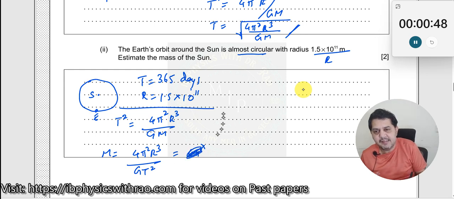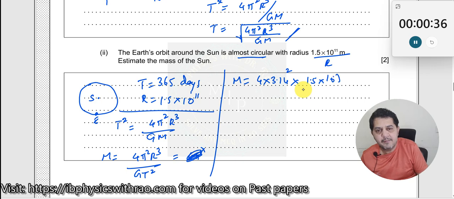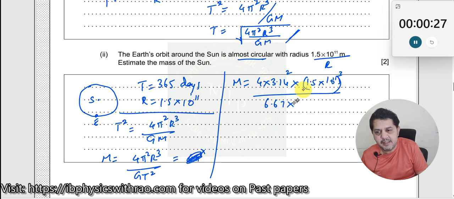I'll just substitute it. M is equal to 4 into 3.14 square multiplied by r cube, 1.5 into 10 to the power of 11 whole cube, divided by 6.67 into 10 to the power of minus 11 into t square. How do I get the value of t?